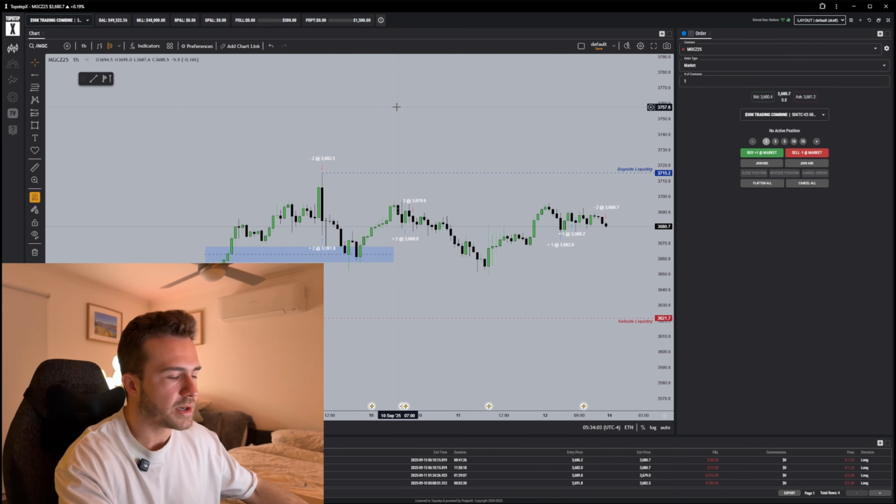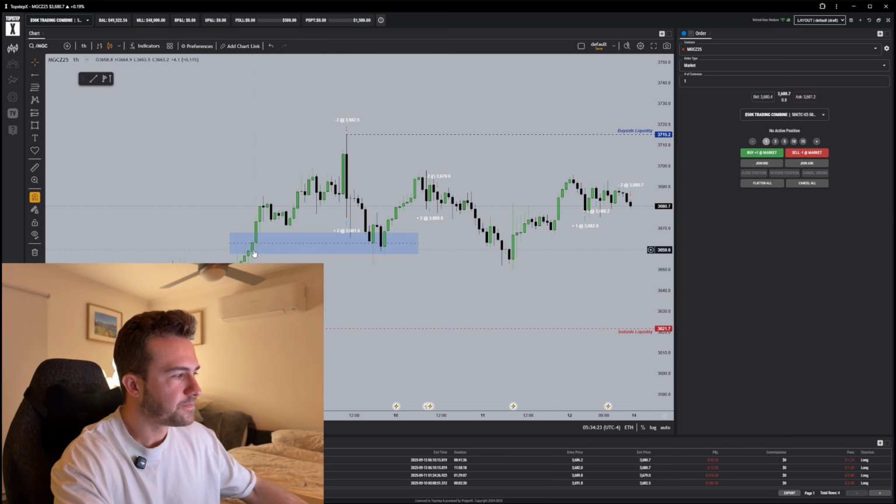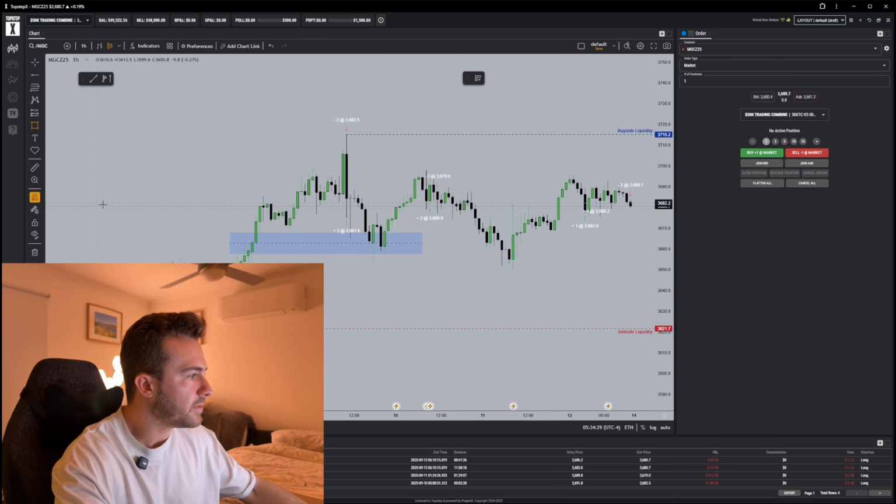Down to the 1 hour. This is how I find my trades, right? Down to the 1 hour. We can see the respect of this 4-hour fair value gap here, and we started going higher. And we actually, if we look here, we traded up inside this 1 hour fair value gap.